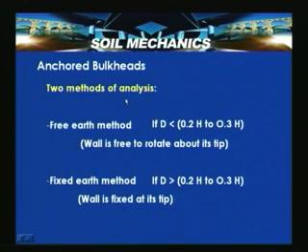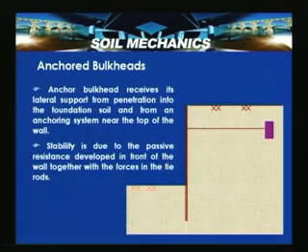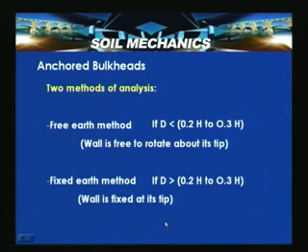Basically, these anchored bulkheads are analyzed with two methods. One is called the free earth method. The free earth method is used if the embedment depth is less than 0.2 to 0.3 times the height. H is the retained height, which is the height shown here, and D is the embedded depth. So if D is less than 0.2 to 0.3 times H, the free earth method is used. In the free earth method, it is assumed that the wall is free to rotate about its tip.